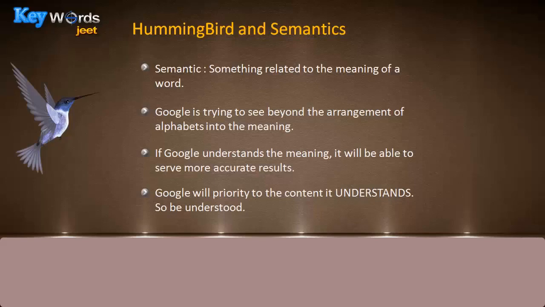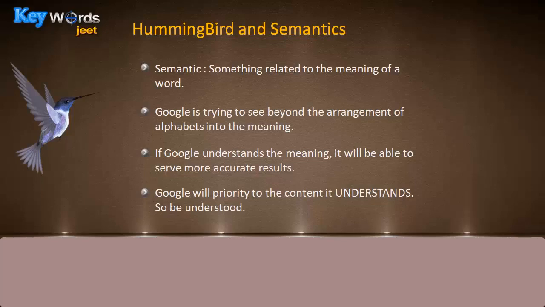Which means the results will not just be limited to the keyword that you're looking for, but they will reflect the understanding of the keyword itself. That's why if you want to be found, it is important for you to enable Google to understand your content. Because if Google understands the meaning, it will give priority to it over the content that it doesn't understand. It's very important to understand this concept.